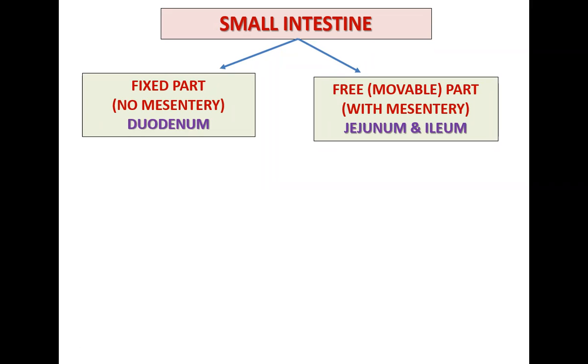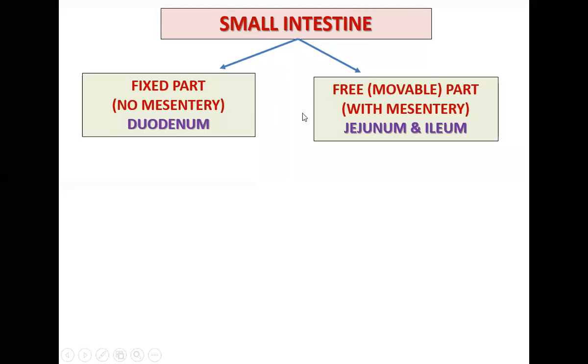The other part is fixed because it is totally attached to the posterior abdominal wall, so it is called the fixed part. It is non-mobile. So that part is most of the duodenum. Then the free mobile part is that part which is totally covered by the peritoneum. So it has a long mesentery, so it can easily move. That part is the jejunum and the ileum.